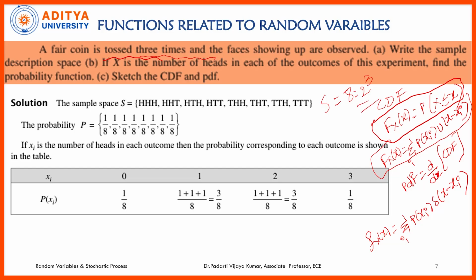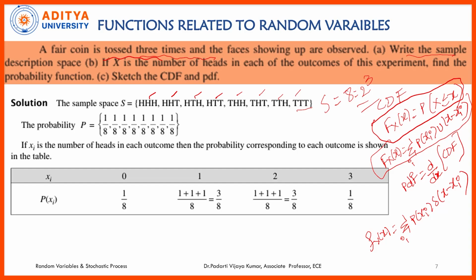The possible outcomes in the sample space are the combinations which are possible when you toss the coin 3 times. First question is, write the sample space description. The sample space consists of 8 outcomes and the description is like this: all 3 heads, 2 heads followed by tail, head tail head, head tail tail, tail head head, tail head tail, tail tail head, all tails. So these are all the possible cases. Next, given that X is the number of heads in each of the outcomes of this experiment.